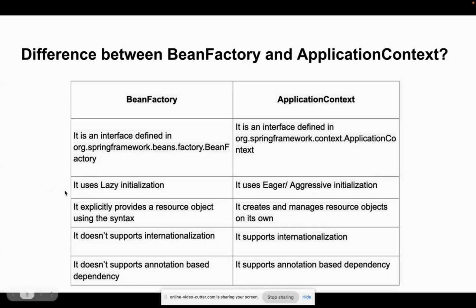BeanFactory uses lazy initialization, and the ApplicationContext uses eager initialization. Also, BeanFactory doesn't support annotation-based dependency, and ApplicationContext supports annotation-based dependency. So you can see in the table by your own.